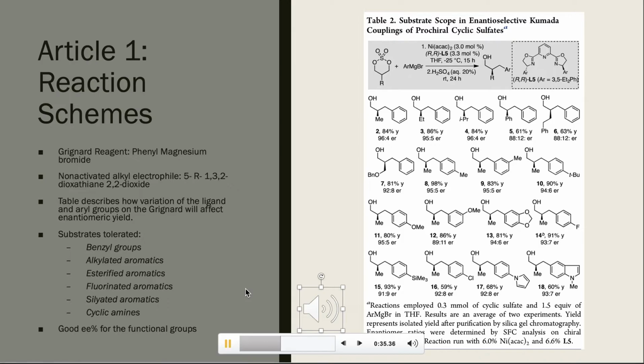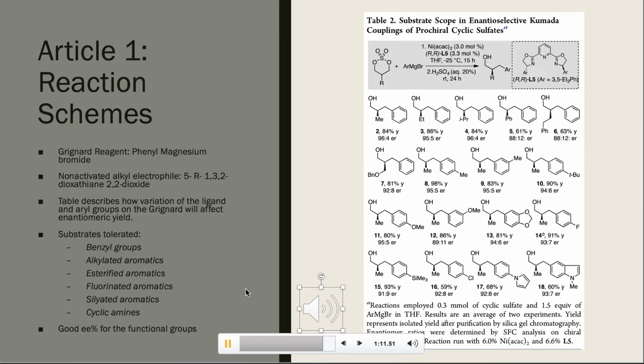The table describes how when you change the ligand or the aryl groups in the reaction, the enantiomeric yield for those changes will be affected. The substrates that were tolerated in this reaction were benzyl groups, alkylated aromatics, esterified aromatics, fluorinated aromatics, sialated aromatics, and cyclic amines. In the table provided, we see that there's pretty good enantiomeric yields for the varying functional groups that were done for this reaction.